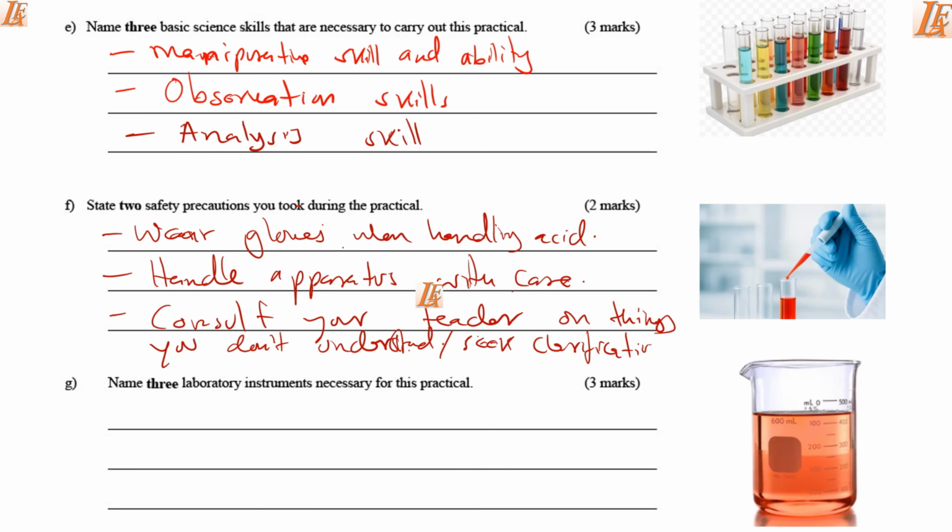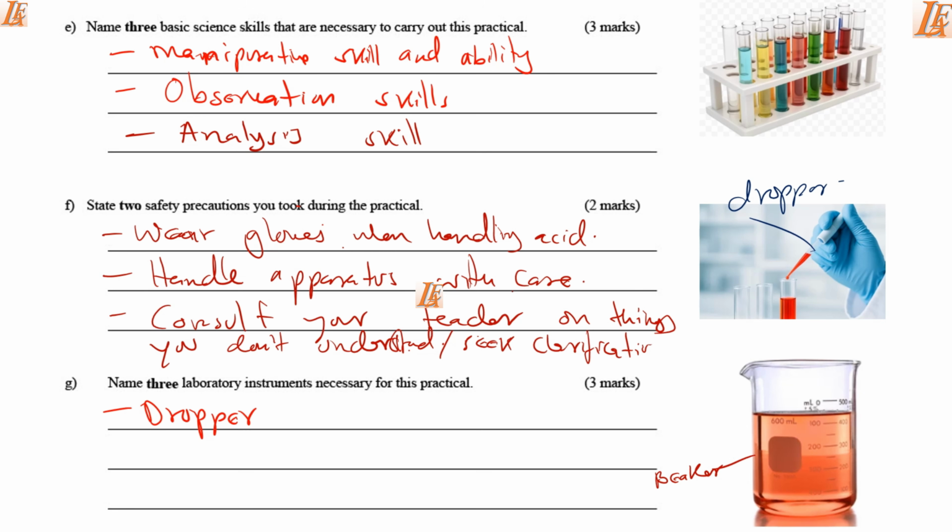When I introduced that practical, I told you to look at the apparatus that we had. One of the apparatus that we had is a dropper, the one that we used to drop chemicals into the beaker. On this screen here, you can see a dropper. A dropper is used to deliver chemicals. Another apparatus that you saw in that experiment is called a beaker. You can see a beaker here.